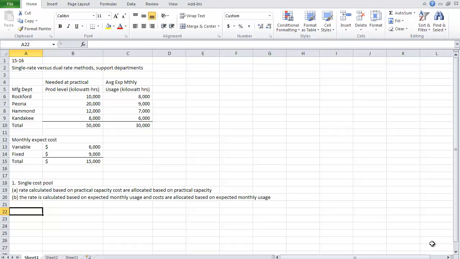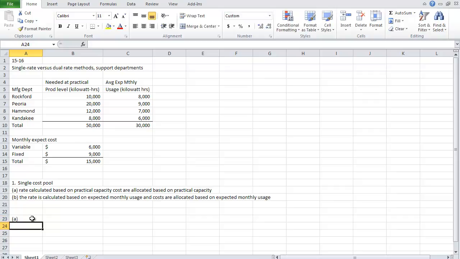The first thing we're going to do is I've set up the information, taken all of this right from the problem. We're then going to do problem part 1A, which asks us to calculate the rate based on practical capacity costs and allocate that way as well. So let's start part A.